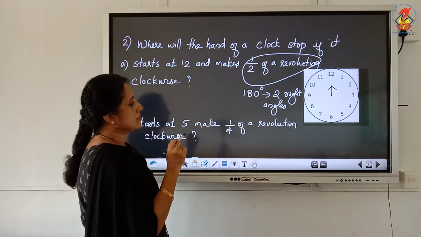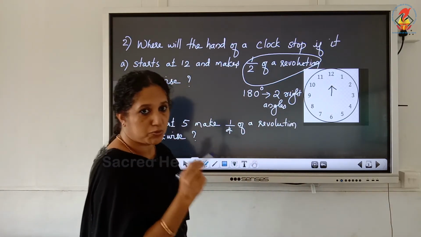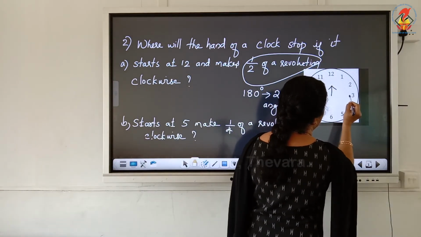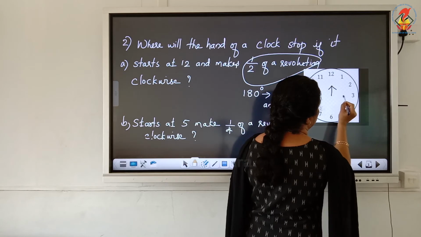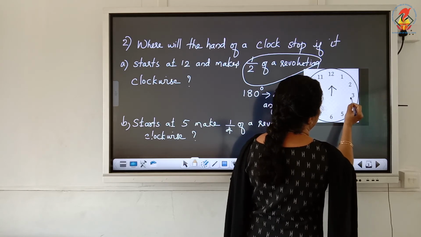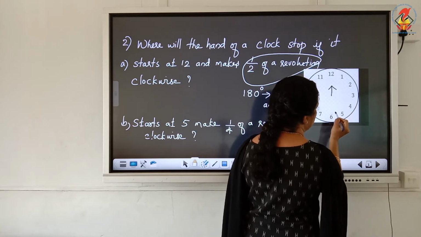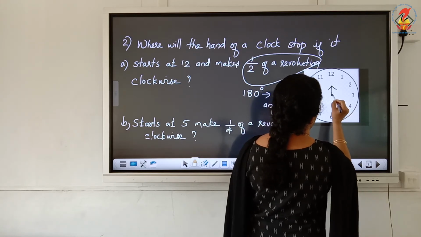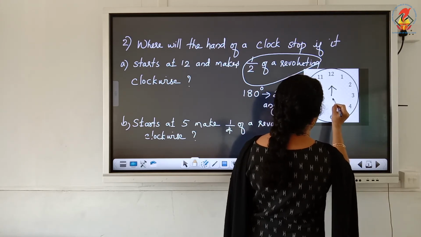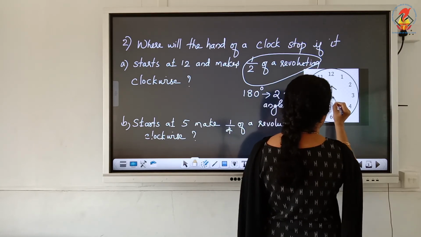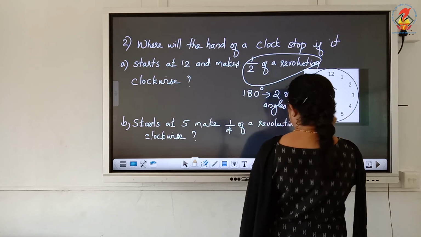Suppose the angle turned is 2 right angles. You know that from 12 to 3, the angle turned will be 1 right angle. Then again from 3 to 6, the angle turned will be another right angle. So where will the hand of the clock reach after making half of the revolution? It will be at 6.